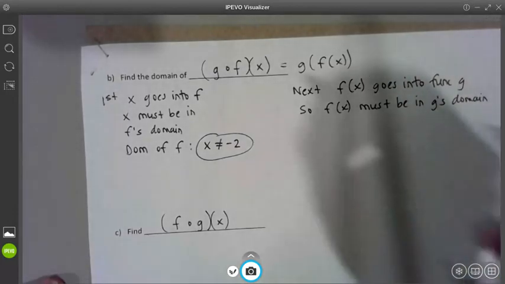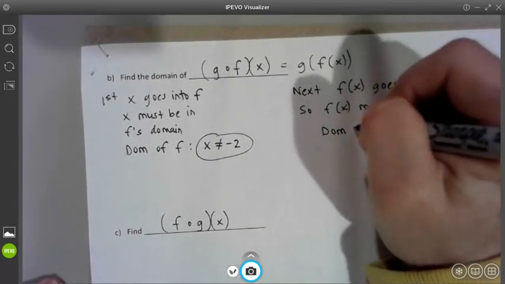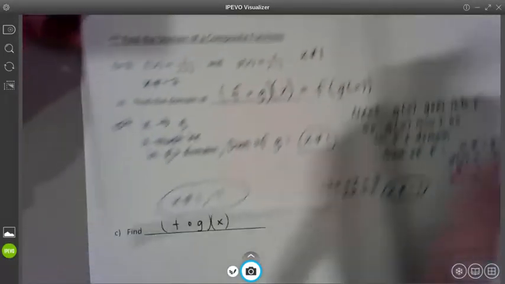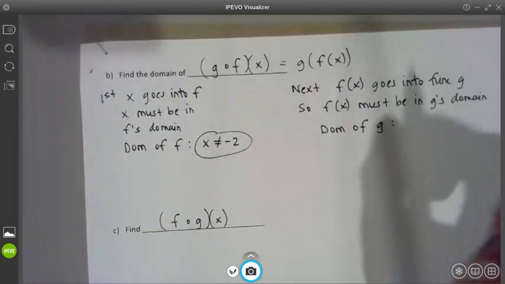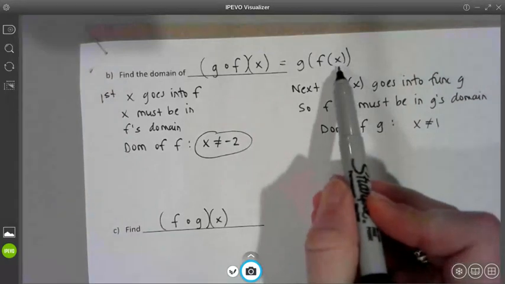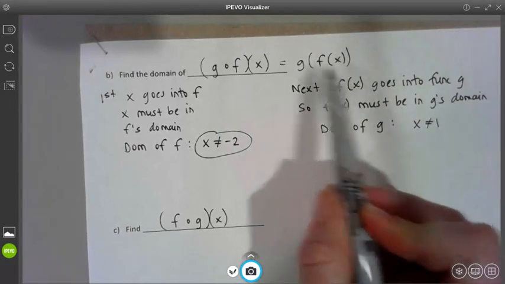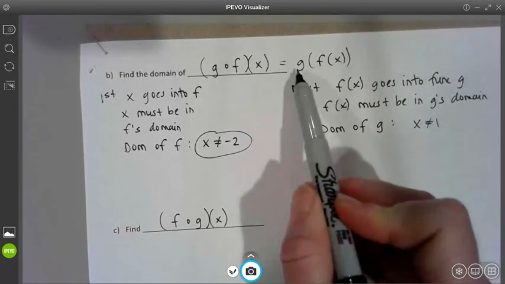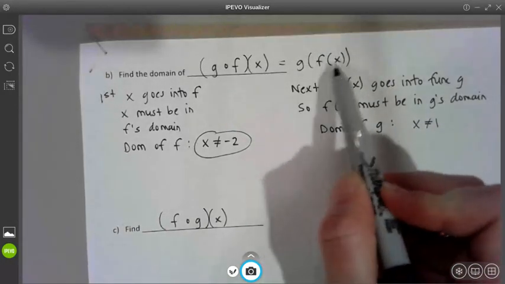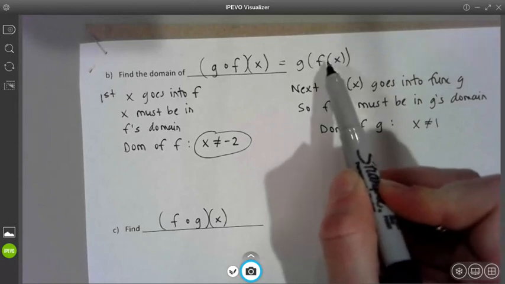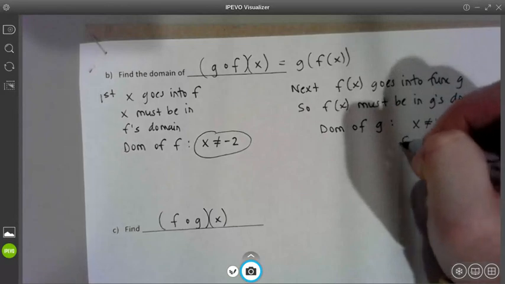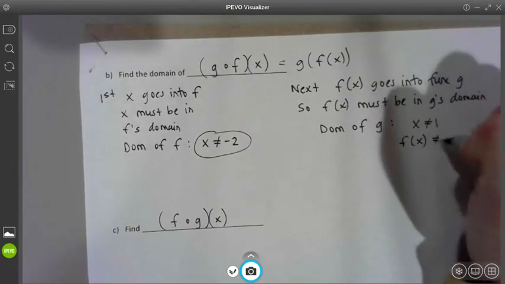Well, what is g's domain? We said the domain of g is that x cannot be 1. But remember, it's not really x who ends up going into g, it's f of x that goes into g. So it's not really x that I don't want to be 1, it's f of x, the output from function f that goes into g. It's that I don't want to actually be 1. So really, it's f of x that can't be 1.